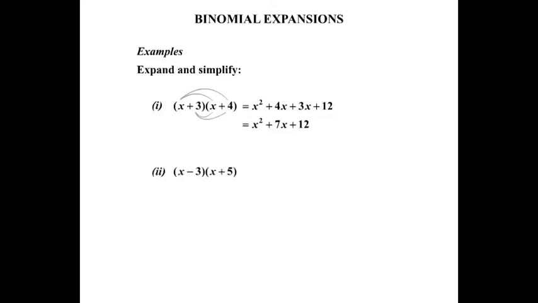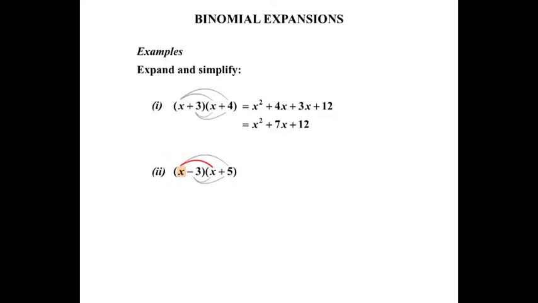Our second example, x minus 3 multiplied by x plus 5. So again, we start off with the first term in the first bracket and draw a loop to each of the terms in the other bracket. Then moving on to the next term, the negative 3, we draw a loop with each of the terms in the next bracket also. So let's go back to that x to start with.